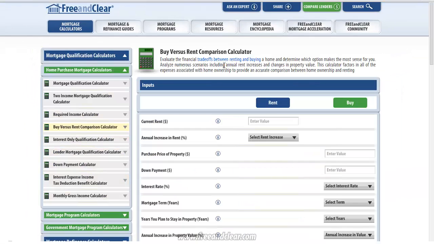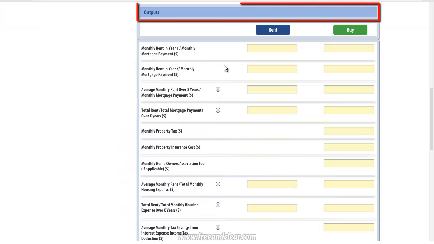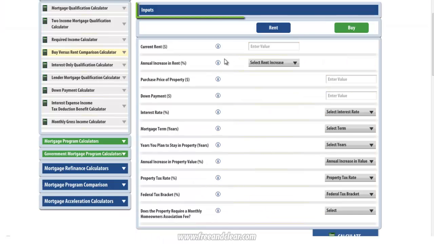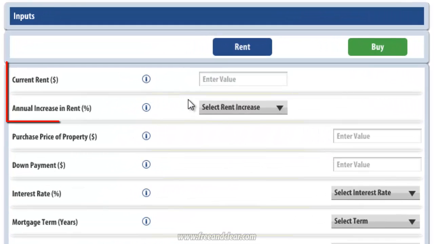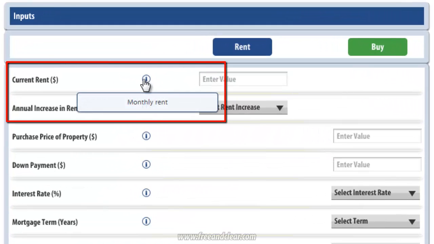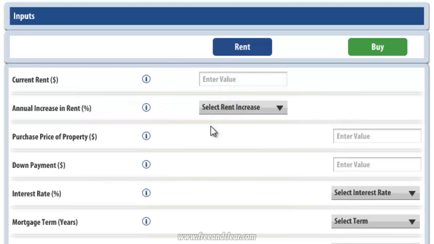As you can see from the way the page is laid out, the inputs to the calculator are on the top of the page, and the outputs to the calculator are on the bottom of the page. The inputs are the information that you provide or select, and the outputs are provided by the calculator after you click the calculate button. I'm going to walk through the inputs and outputs one by one. It's important to highlight that if you ever have a question about an input, simply hover your cursor over the icon to the left of any input rectangle, and it reveals a brief description of the input and the information required. The inputs are split between two columns. The first column is the rent column, and the second column is the buy column.